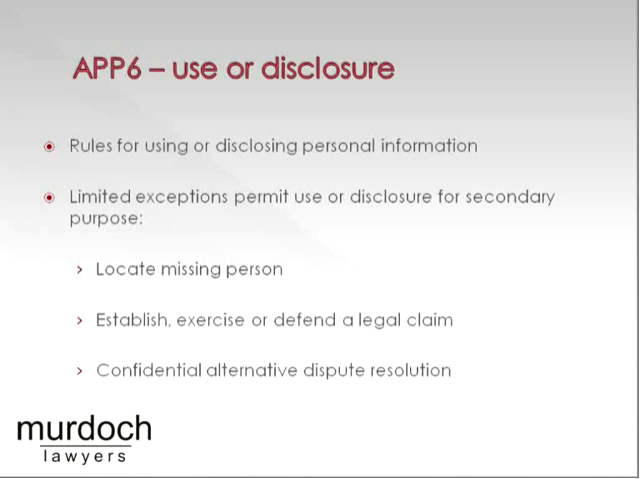APP6 sets out the rules for use or disclosure. Now, with the rules for use or disclosure, generally there's a requirement that the organisation only uses the personal information for the purpose for which it was obtained. There are some exceptions, and those exceptions relate to use or disclosure for a secondary purpose if that's been consented to by the individual, or to locate missing persons, to establish, exercise or defend a legal claim, or to be used in confidential alternative dispute resolution.